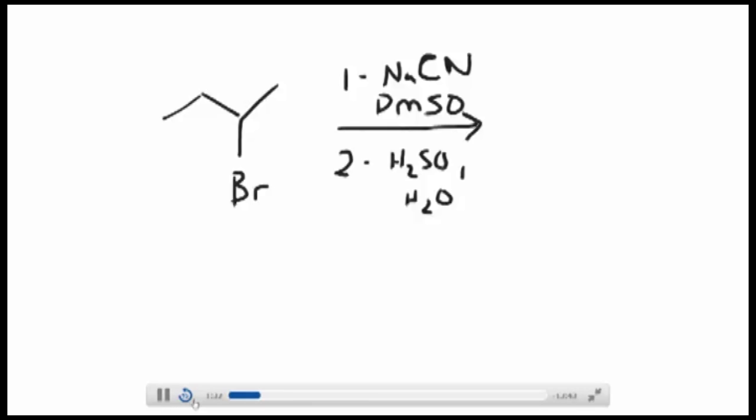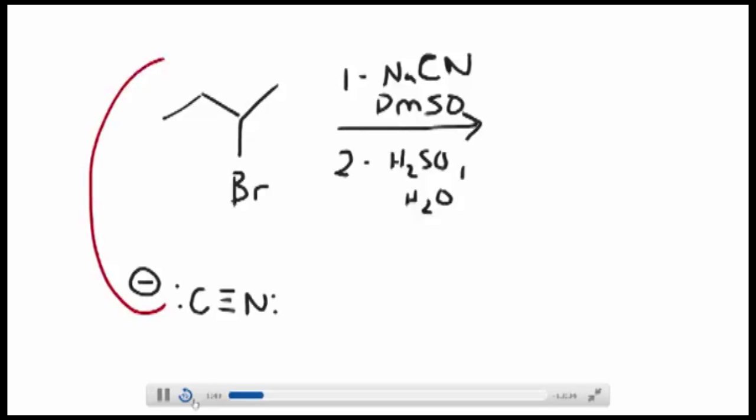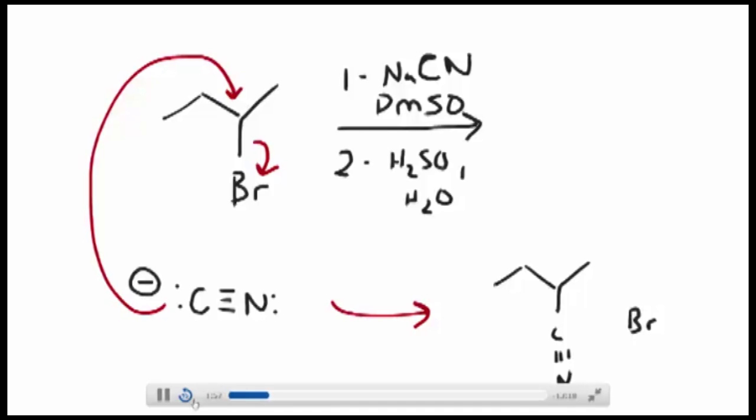It's not a big deal, but you have your cyanide. The sodium is a spectator ion, and this carbon will act as a nucleophile. It will do this backside attack and kick out the bromine. And as that occurs, you've added the nitrile group. And then you've got your bromide as your leaving group that would now pair up with the leftover sodium. And this is what you would get after that first step. It's just an SN2 substitution.